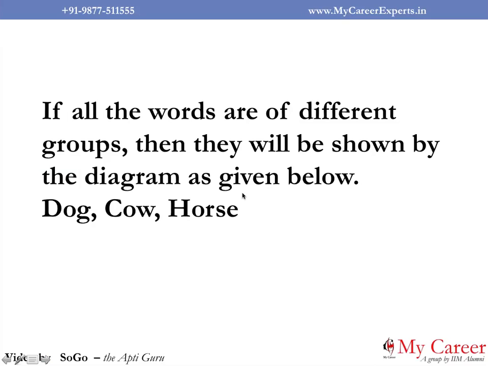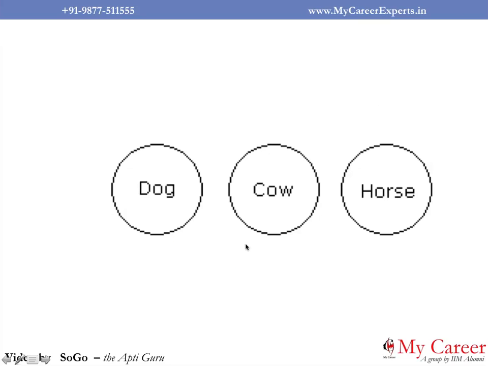Now let us look at the first question, where the meaning matters. It says if all the words are of different groups, then they will be shown by the diagram as given below. Now we have dogs, we have cow, we have horse. What kind of diagram will we be able to make? Because dog, cow and horse are all different from each other, my Venn diagram shall look like this, where all three are independent of each other.